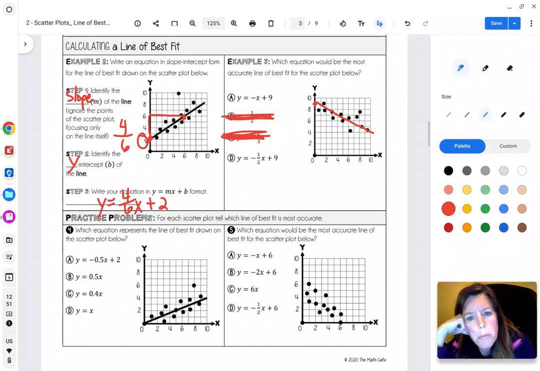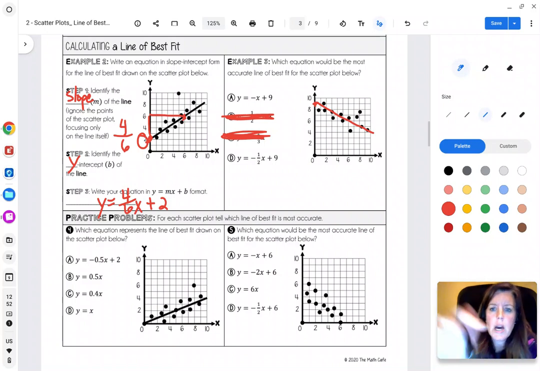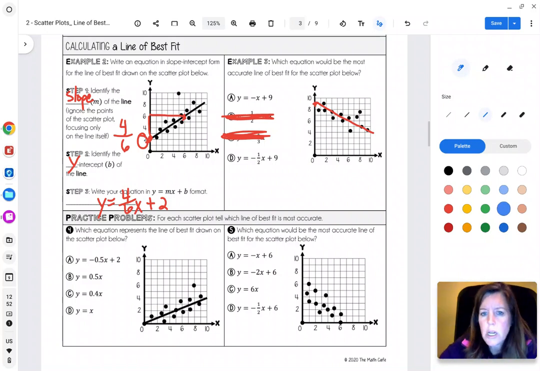So I'm going to look at a point. My y-intercept right there at 9. And then let me see another good point. Let me do a different color. I like this point right here at (2, 8). I think I like that.